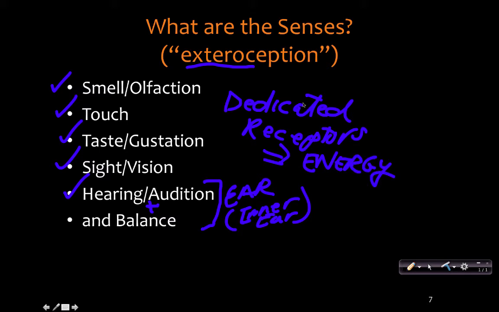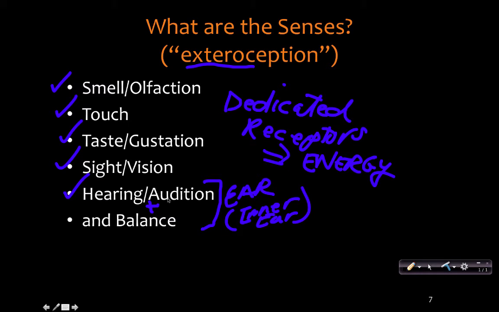So the receptors that are responsible for vision would not work for hearing. The receptors that are responsible for touch would not work for taste. These are all dedicated, specialized receptors that are specific for a particular type of energy. This also should make you think that we don't pick up all of the energies of the world, all of the energies of the universe.